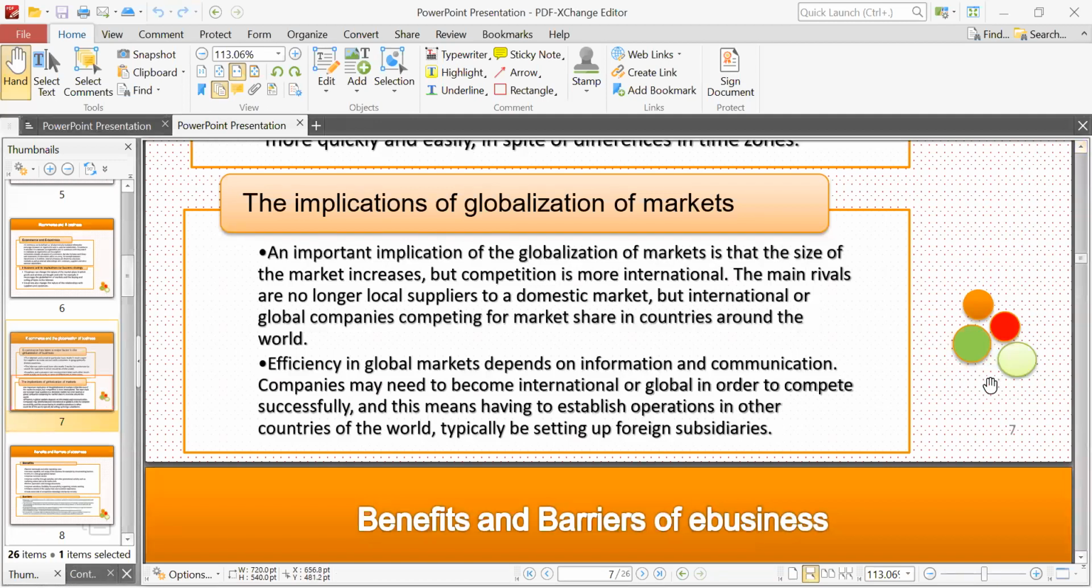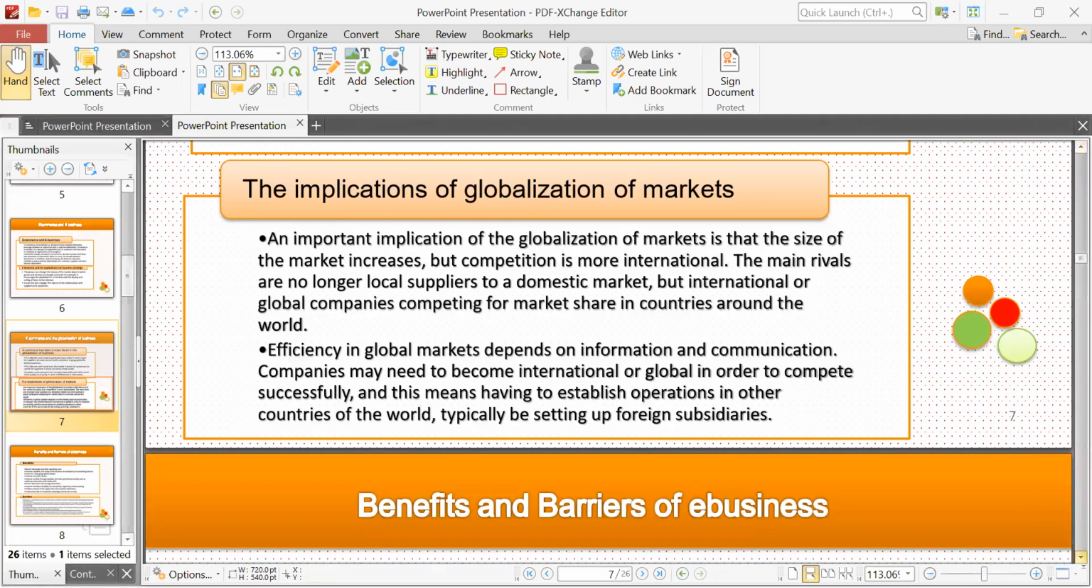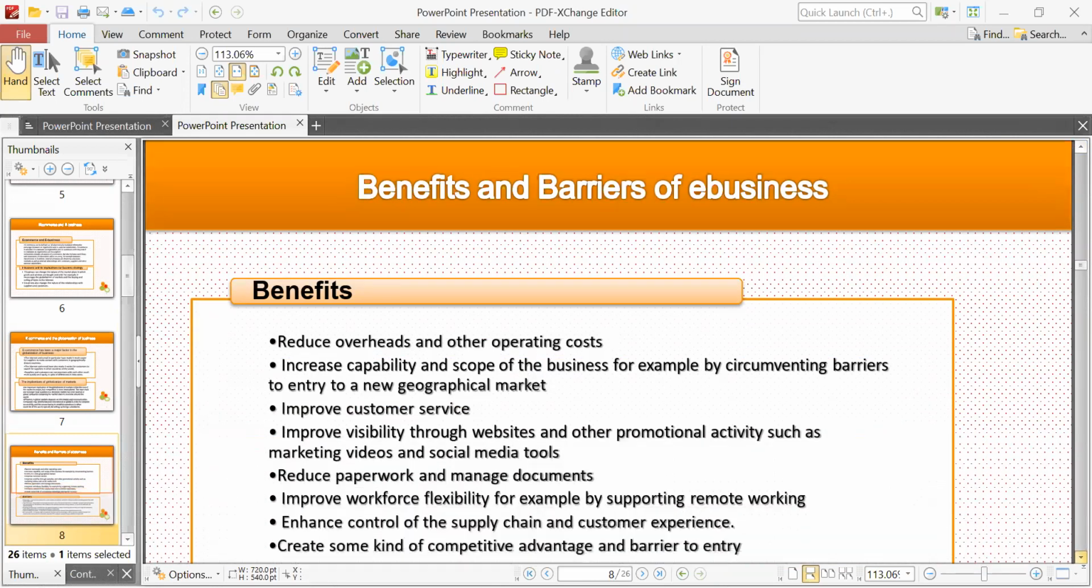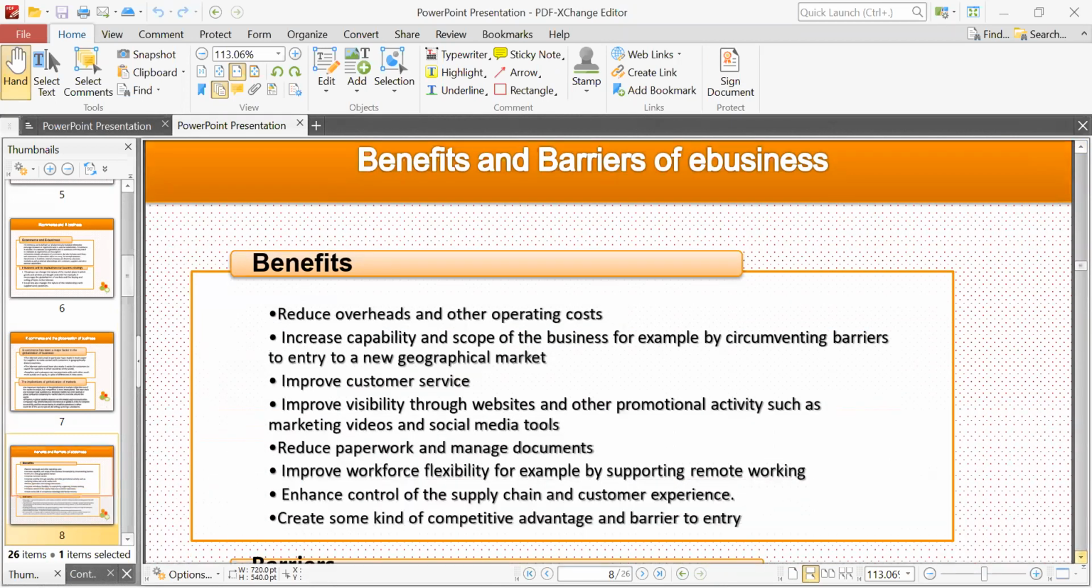So there are several benefits. I'm curious to hear what you guys would say when it comes to the barriers of e-business. But let's go to the benefits. Number one is that it reduces overheads and other operating costs. That's what I think Caleb was mentioning. So it reduces overheads because you are moving from brick and mortar.